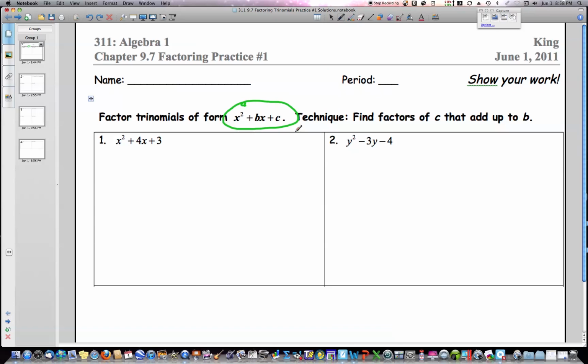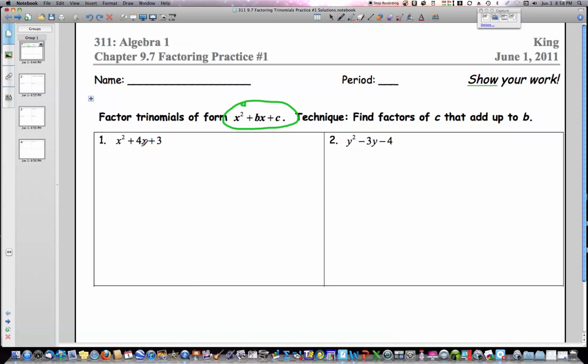Okay? So the basic technique is this. We want to find factors of c, which is the number on the end here, that add up to this term here, the b term. Okay? So the best way to learn how to do this is to go over some examples.